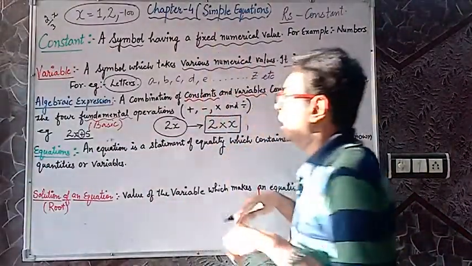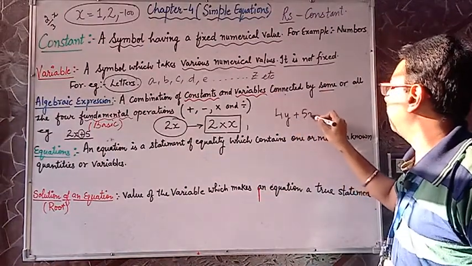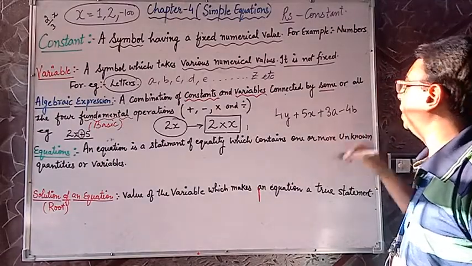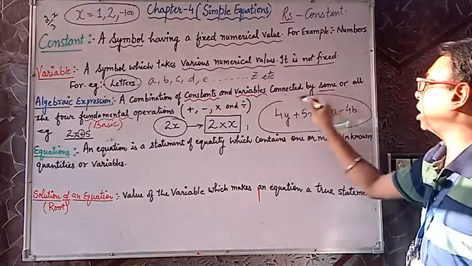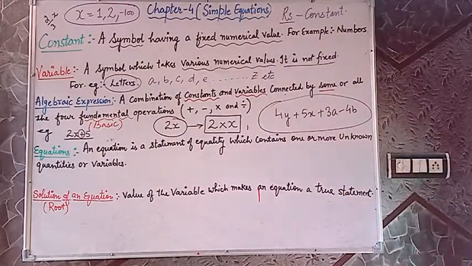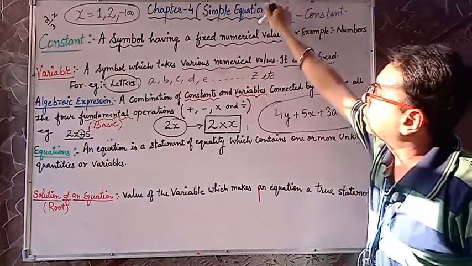One more example we can write: 4y plus 5x plus 3a minus 4b. This is again an algebraic expression, the combination of constants and variables connected by sum or the four fundamental operations. Clear? Now let's come to the equations.